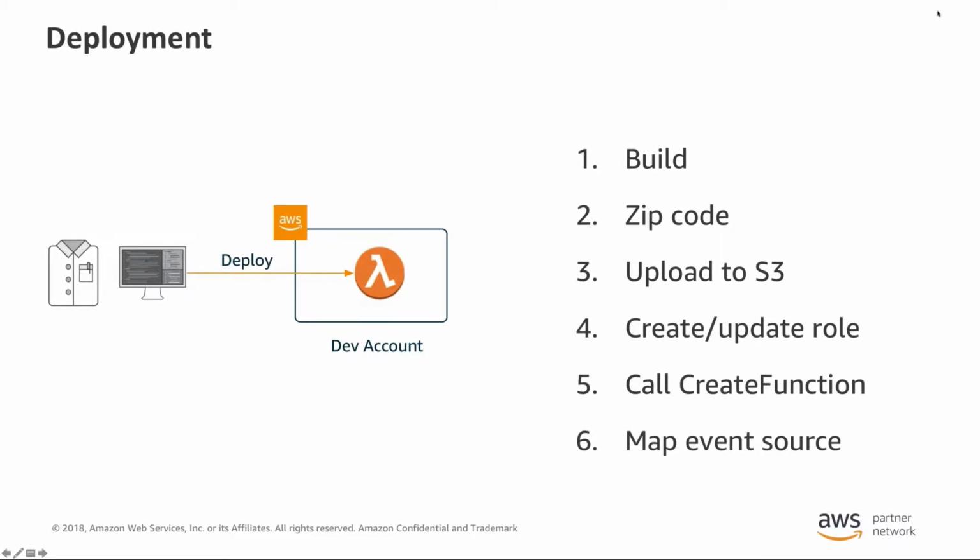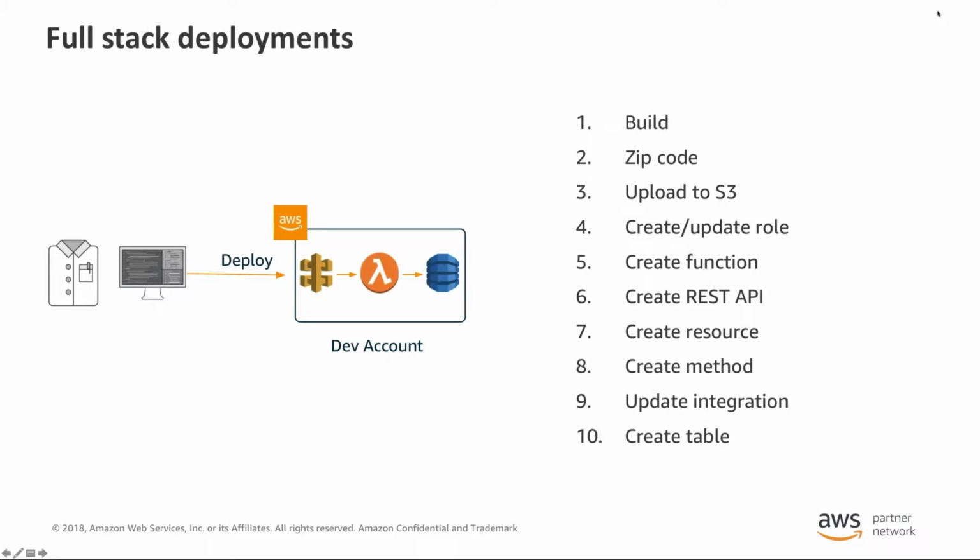Then you zip up the code into a zip archive that can be deployed to Lambda, and upload that to S3. Then you can create a role that your function can assume within IAM. And finally, you're going to create the function and then configure any event sources. Now, if we add an API Gateway into that, say we want to create a serverless API endpoint backed with an Amazon DynamoDB table, then there are even some additional steps to create the API and the resources and the methods, and then configure that database as well.